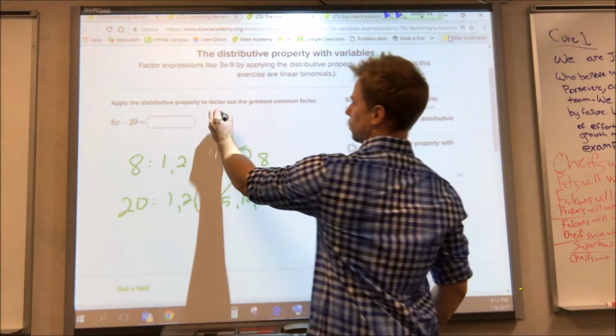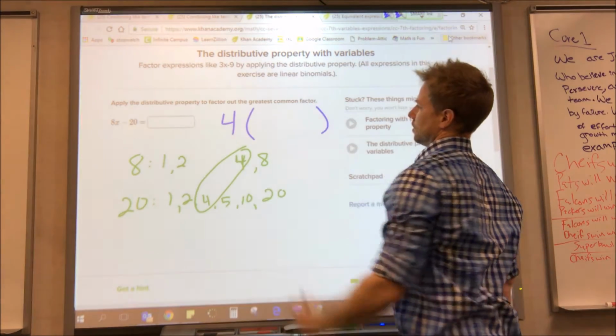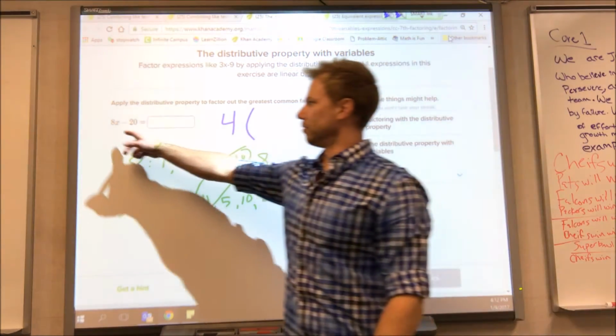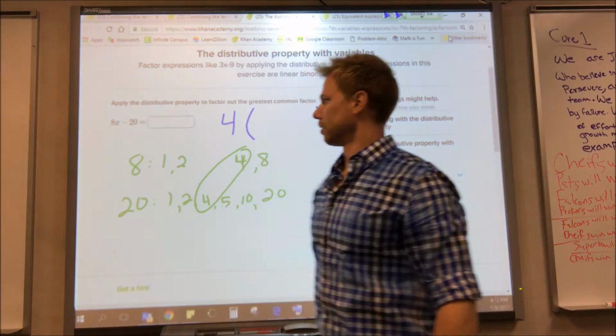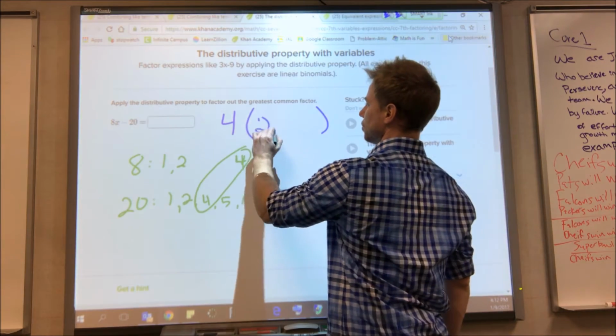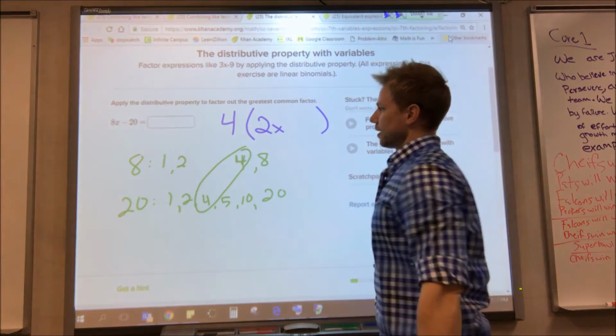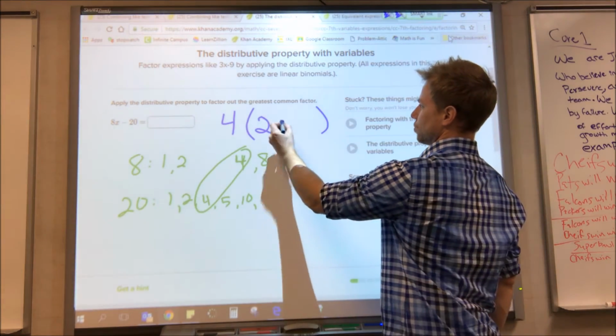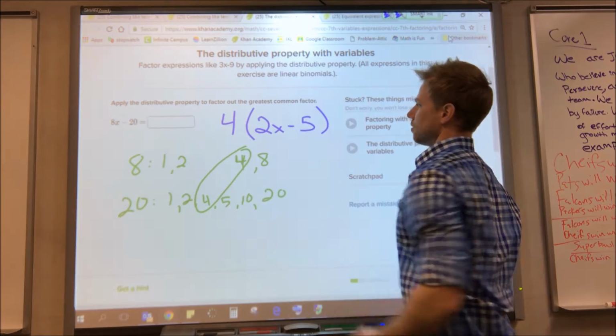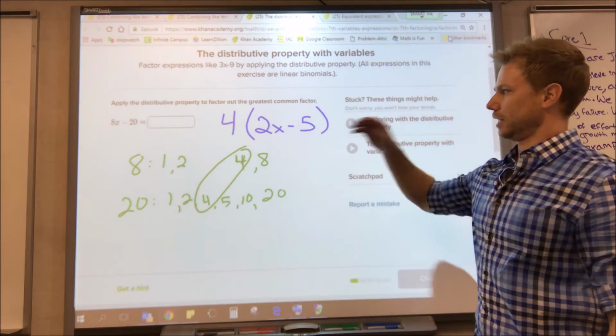So that's the number that goes in front of our parentheses, the 4. Then we divide both terms by 4. 8 divided by 4 is 2. Include the x. Then 20 divided by 4 is 5. And that's our answer.